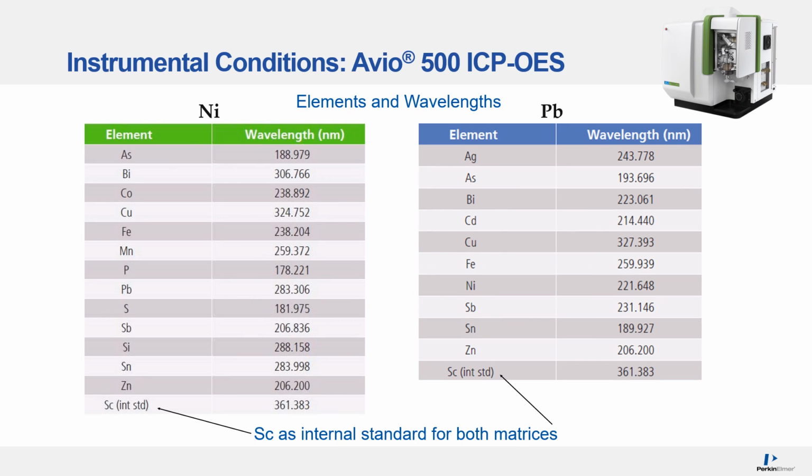On this slide, you can see the wavelengths used for the 10 elements that were analysed for in the lead matrix and the 12 elements that were analysed for in the nickel matrix. Scandium was used as an internal standard for both matrices. I'd also like to point out that some of the wavelengths were not the same in each case, as for example arsenic, where the 188 line was used for nickel and the 193 line was used for lead. These wavelengths were chosen so that interference removals were not needed.